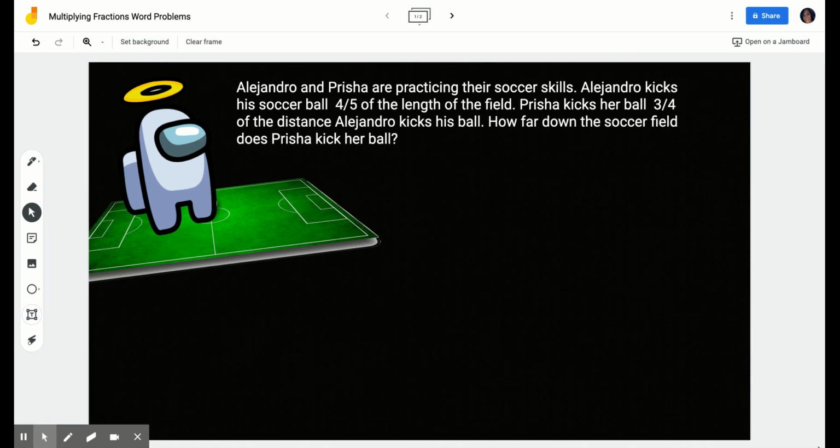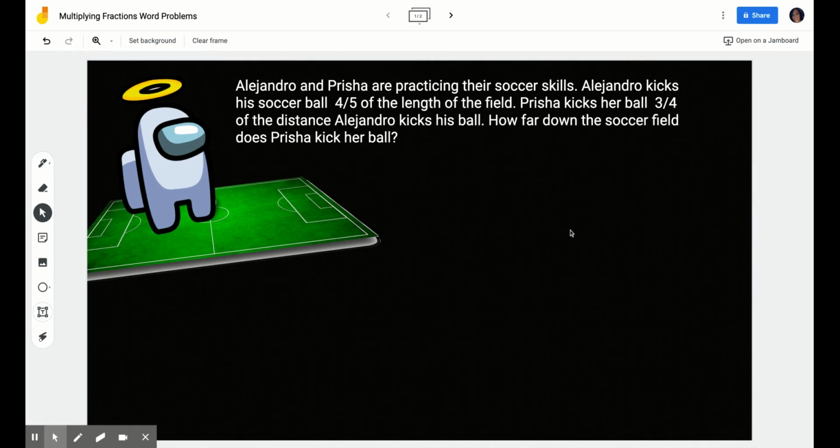Let me get rid of that. Okay, Alejandro and Prisha are practicing their soccer skills. Alejandro kicks his ball 4/5 of the length of the field. Prisha kicks her ball 3/4 of the distance that Alejandro kicks his ball. How far down the soccer field does Prisha kick her ball?